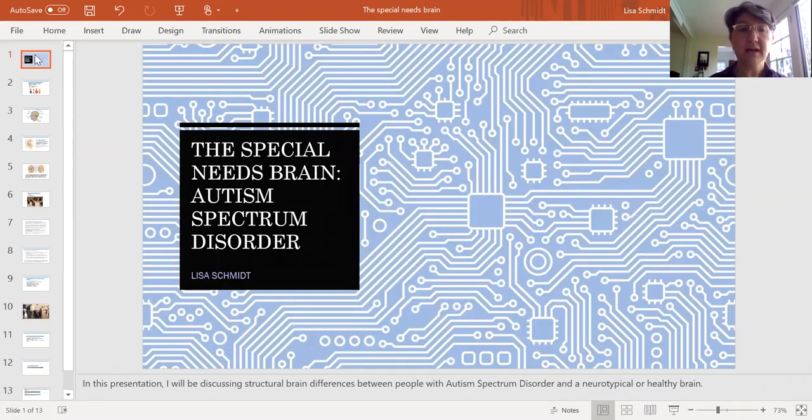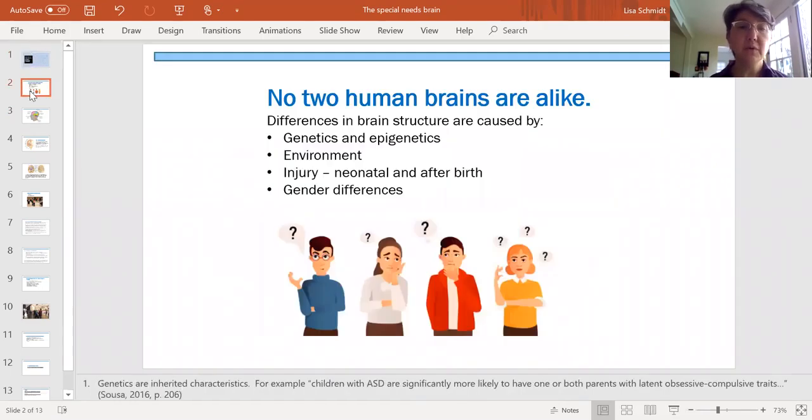We're going to be looking at some comparisons between different brains. So one of the first things I want to point out is that no two human brains are alike. Your brain is what gives you your personality. Differences in brain structure are caused by four basic things: genetics and epigenetics, environment, injury, and gender differences. So let's take those apart a little bit.